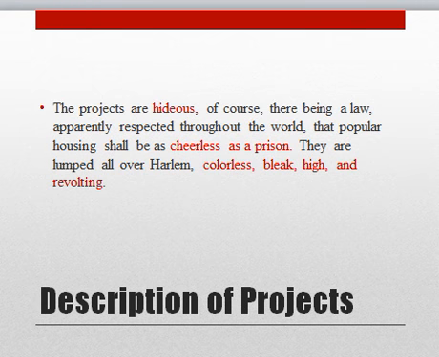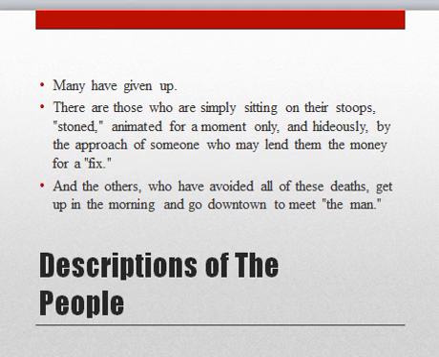Look at the adjectives Baldwin uses to describe the projects: hideous, cheerless as a prison, there's a simile; colorless, bleak, high, and revolting. As you read the essay, consider how Baldwin describes the variety of types of people of Harlem and why they act the way they do.